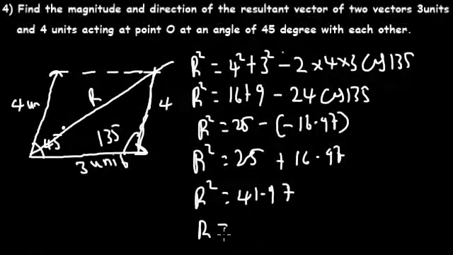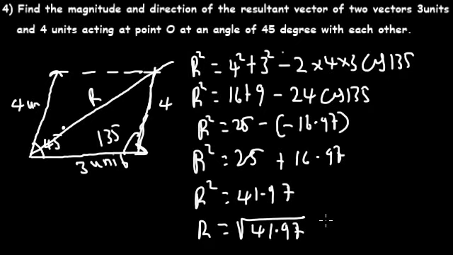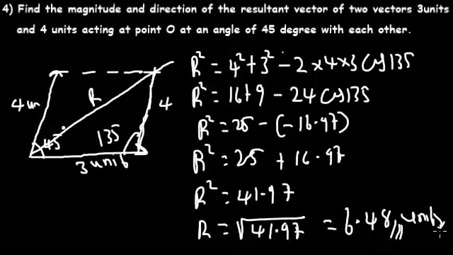Finally, you just find the root of 41.97, and boom, we are good to go. So that gives us 6.48. Okay, it's a vector, so we put units. So that is the resultant vector of the two vectors.